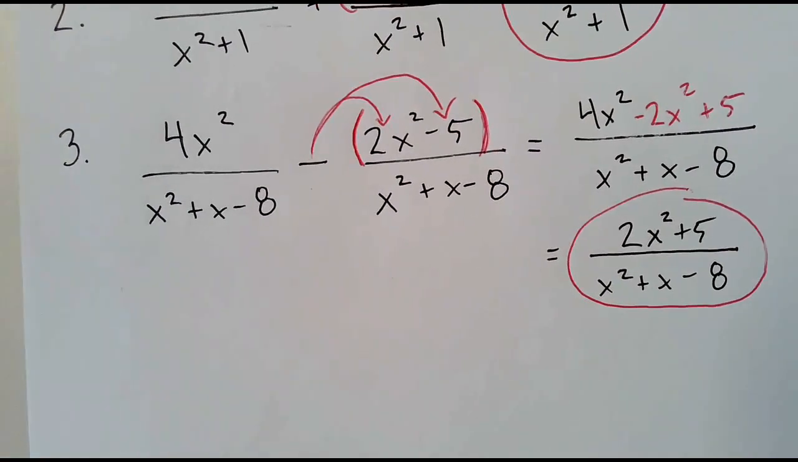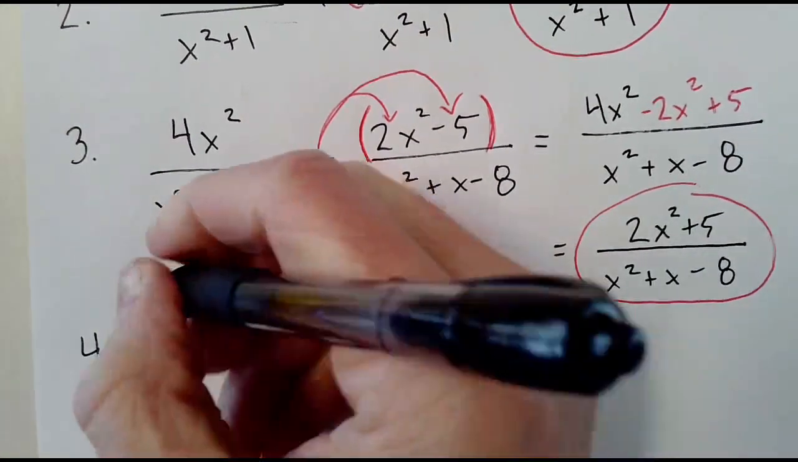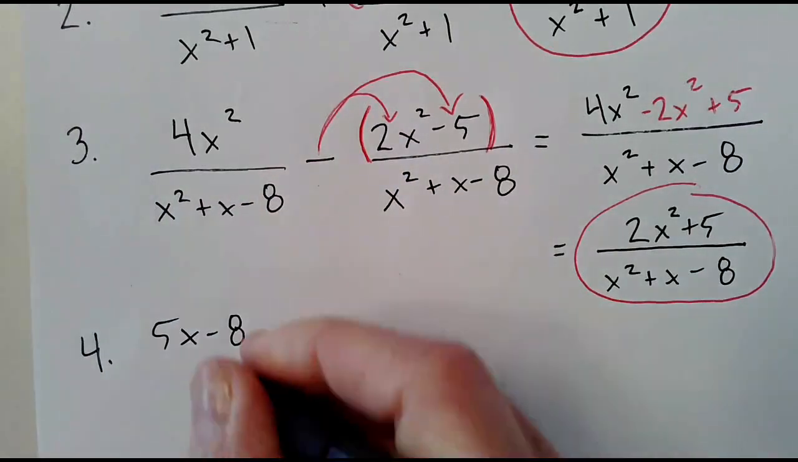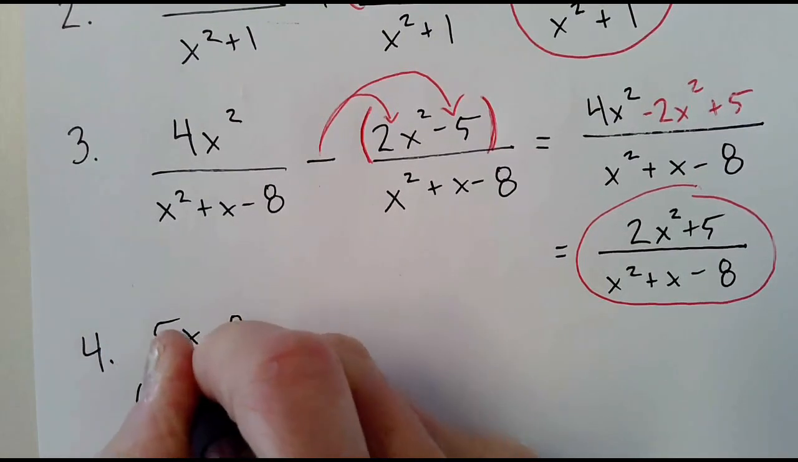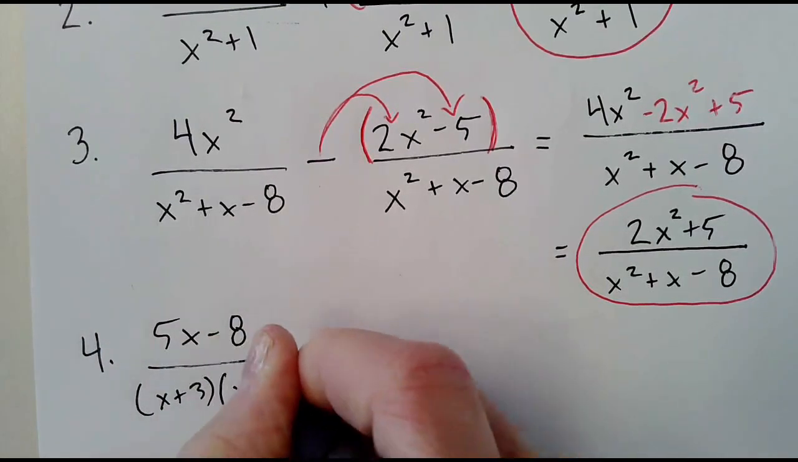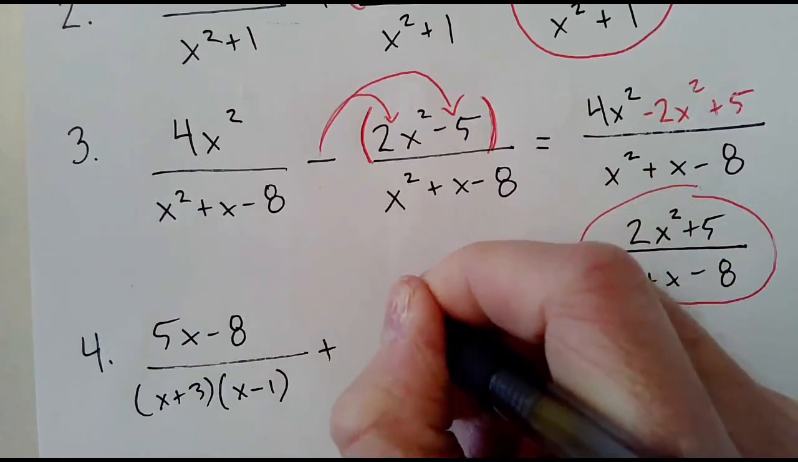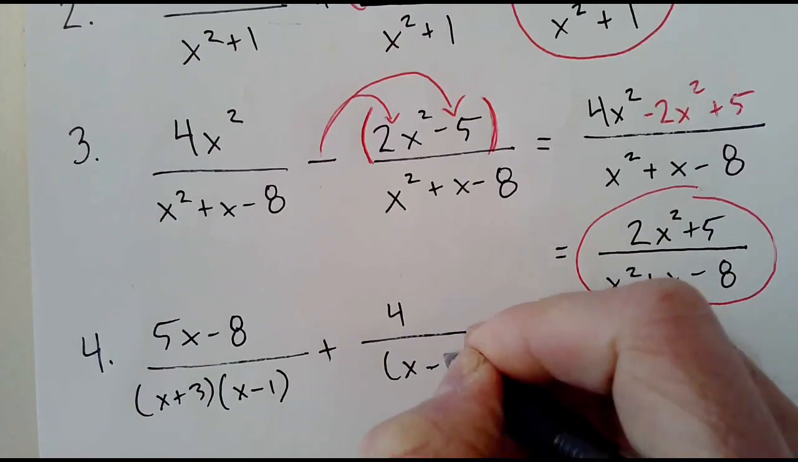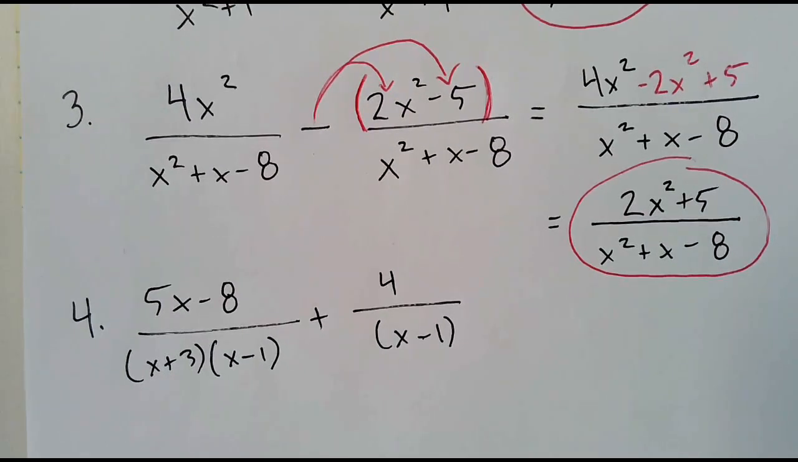To the next layer. I'm going to add the next layer to the onion on this topic. So 5x minus 8 over something that's already factored, x plus 3 times x minus 1. And this is getting into the real essence of why this is kind of tricky. Okay, but I'm trying to grade it so it gives you a graded level of difficulty.